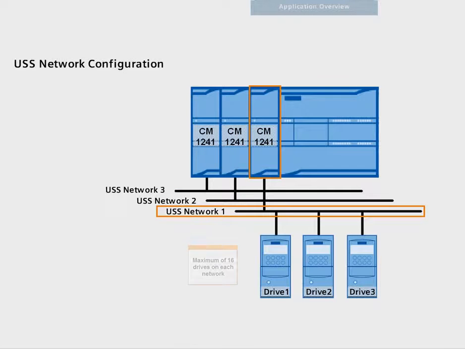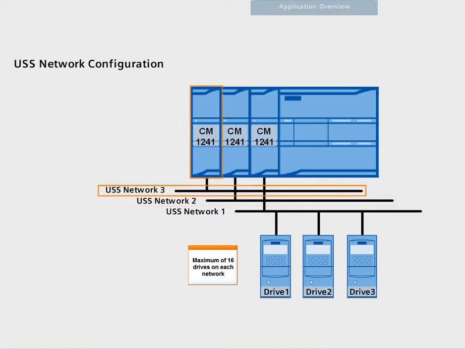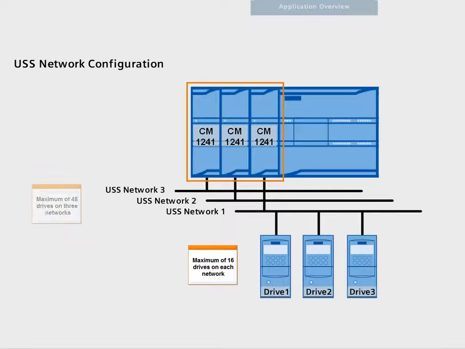A USS network with up to 16 drives can be configured per communication module. Drives that are connected to other communication modules belong to another USS network. Since an S7-1200 controller supports up to 3 communication modules, a total of up to 48 drives can be used.